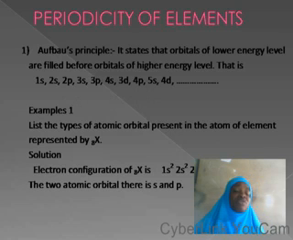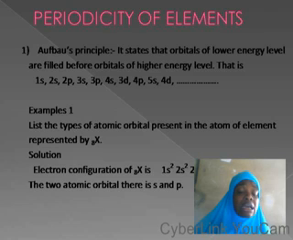So let's move to the Aufbau principle. We have stated the principle before: orbitals of lower energy are filled first before we fill the orbitals of higher energy. So that is that.